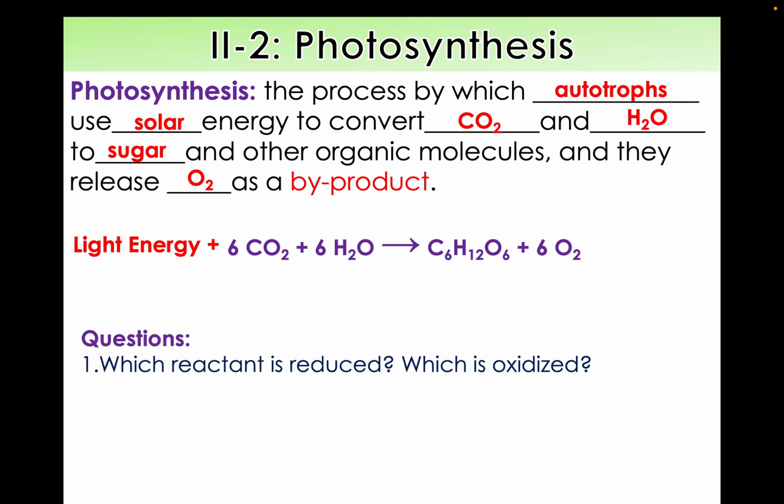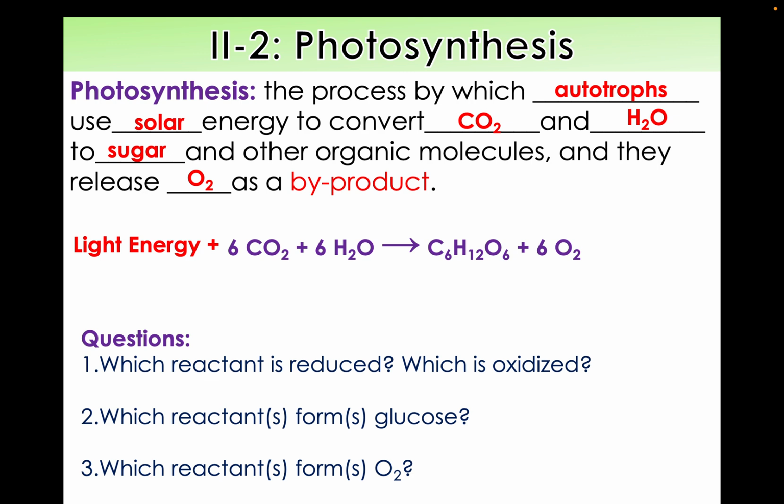Some questions I want to ask you: which reactant is reduced and which is oxidized? Also, which reactants are going to form glucose? Finally, which reactants form oxygen? The reactant that is going to be reduced is carbon dioxide. If you look here, this carbon dioxide is going to gain hydrogens and electrons, and it's going to become glucose.